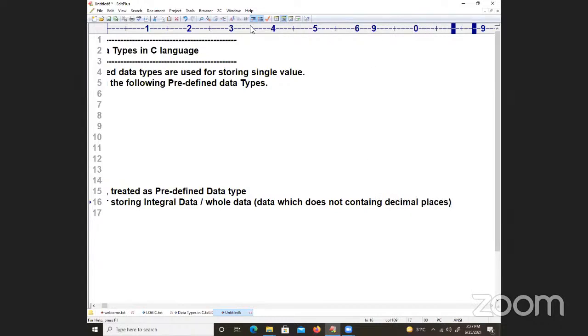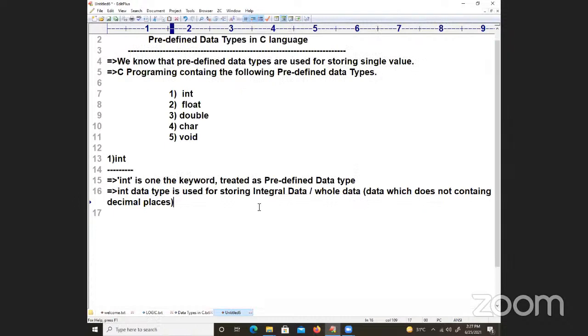When do you use it? For storing our account numbers, student numbers, ticket numbers. That time we will go for the int kind of data type. The int data type is used for storing integral values, or whole numbers. In short, it is used to store integer data, your favorite answer. Int is nothing but integer data, which does not contain any decimal places.